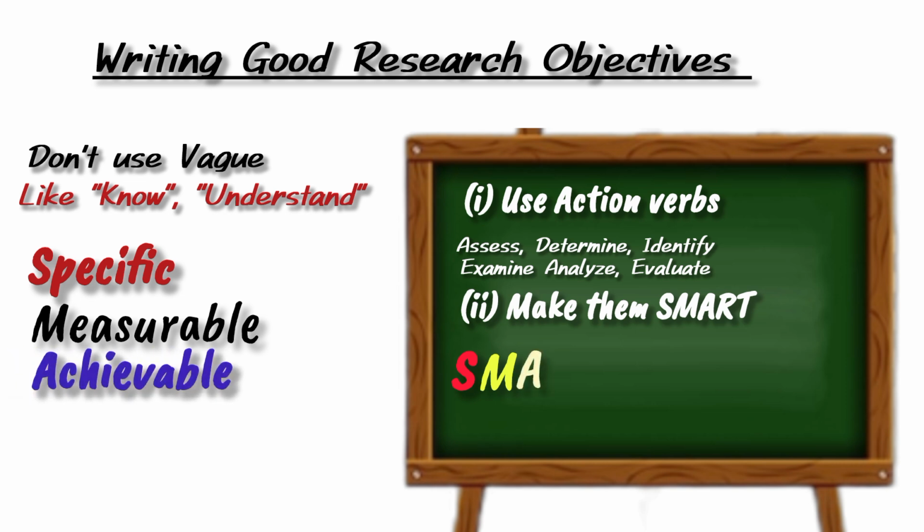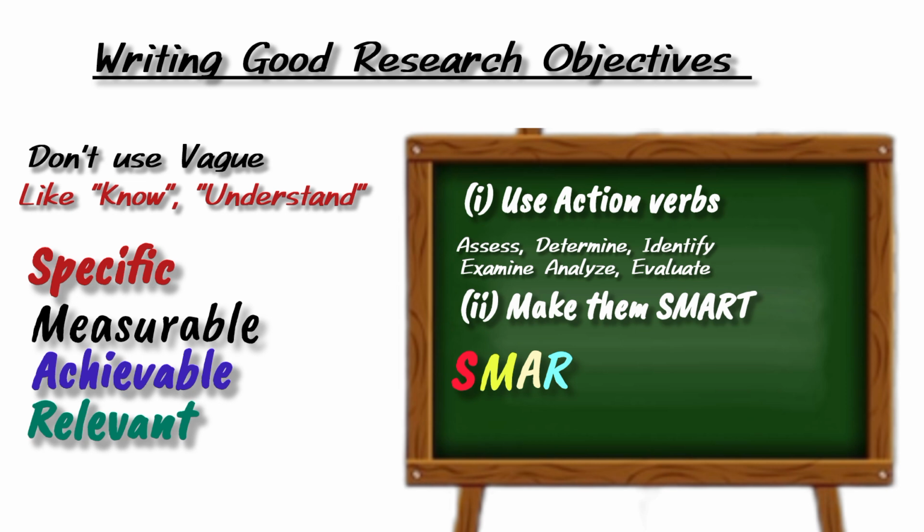Achievable means your objective should be realistic. Consider your time, resources, and skills before setting objectives. An achievable objective is something you can actually accomplish within the coverage of your study. So if an objective is too ambitious or impossible, it will make your research difficult and it may fail to provide results.